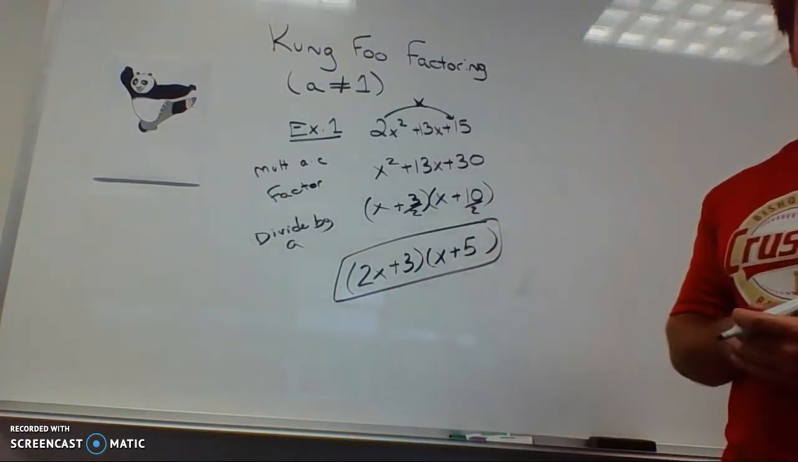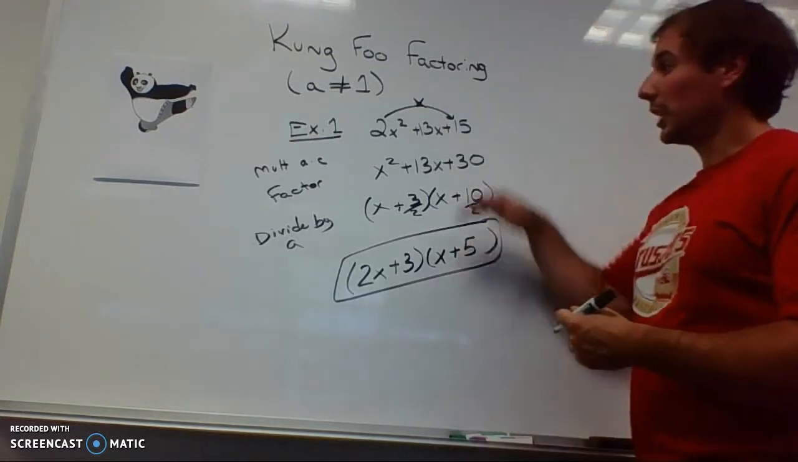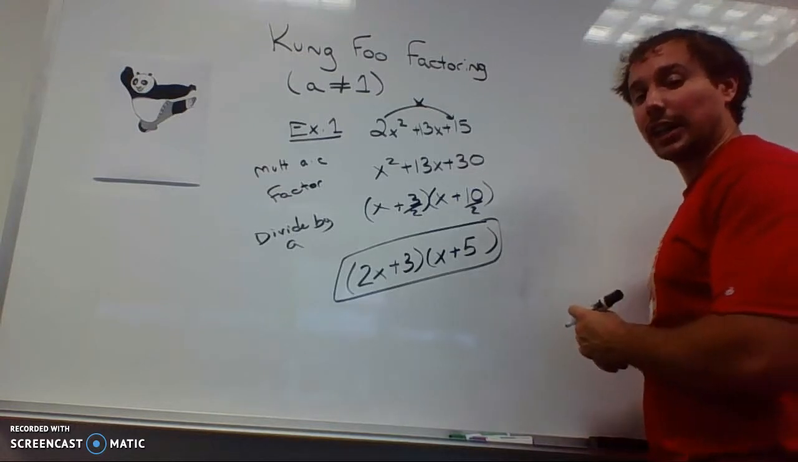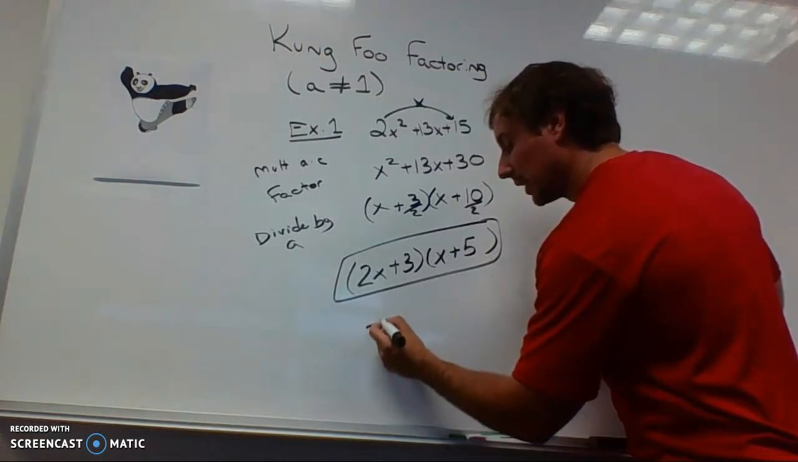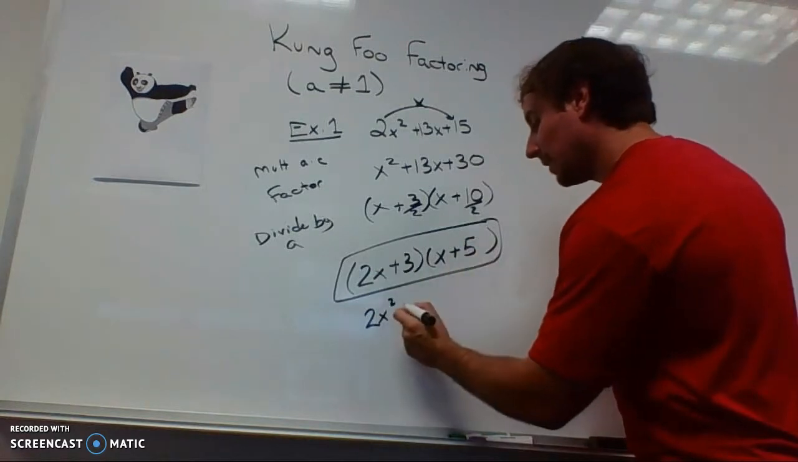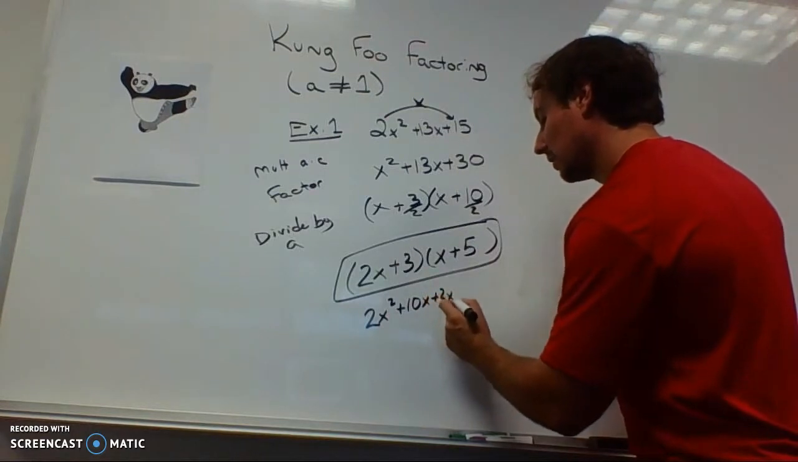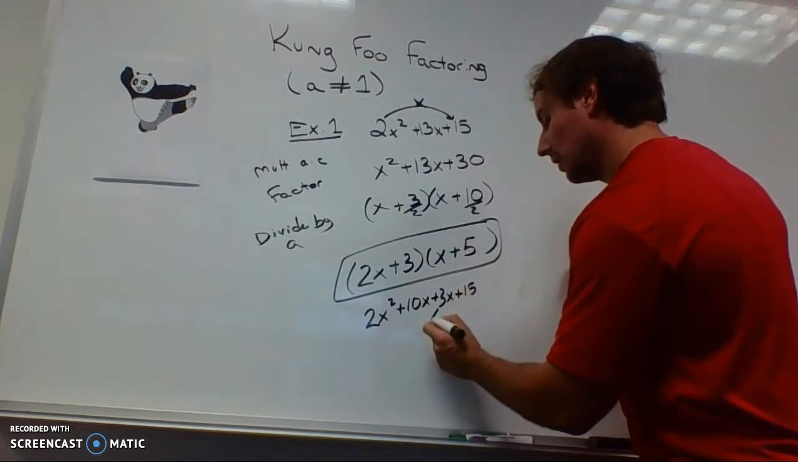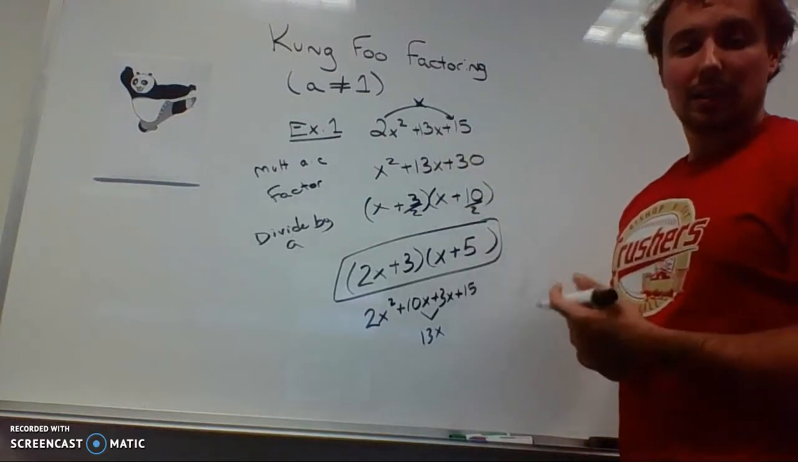Now remember, we should still never get a factoring problem wrong because we can check our work. If we use our FOIL method, we should end up getting back to our 2x squared plus 13x plus 15. So let's go ahead and check. So here I take 2x times x. That gives me 2x squared. Right there. 2x times 5 is 10x. 3 times x is 3x. And 3 times 5 is 15. These two terms give me my 13x in the middle there. And I know I got the problem right.